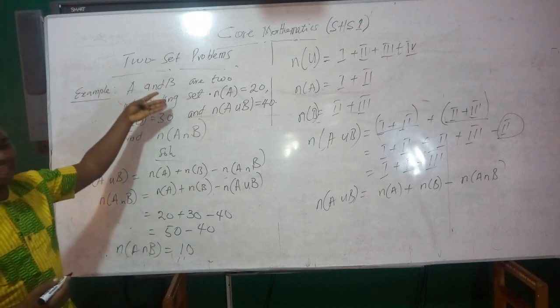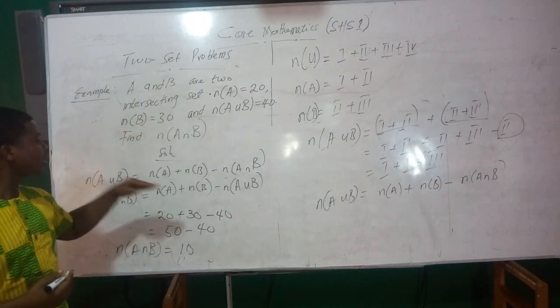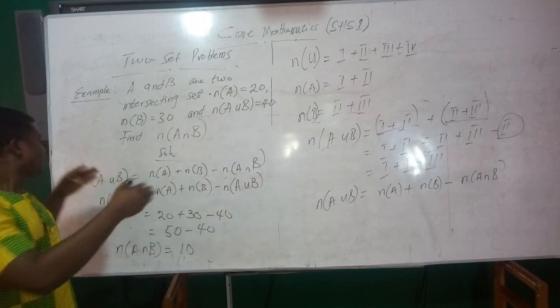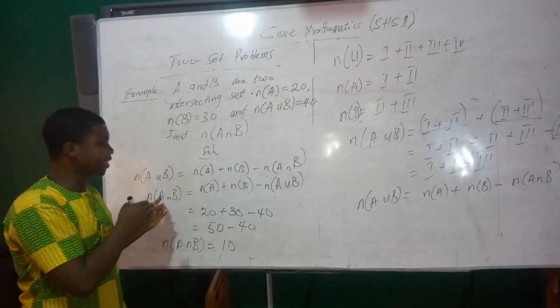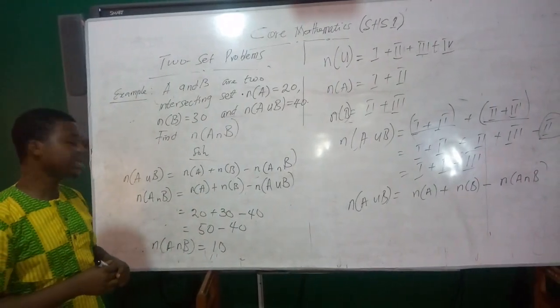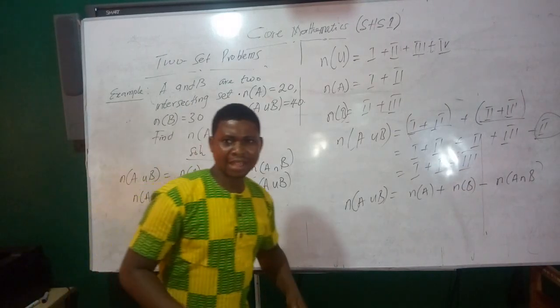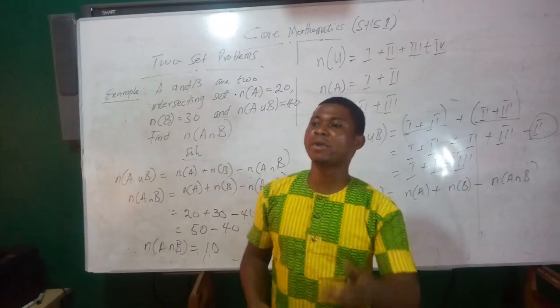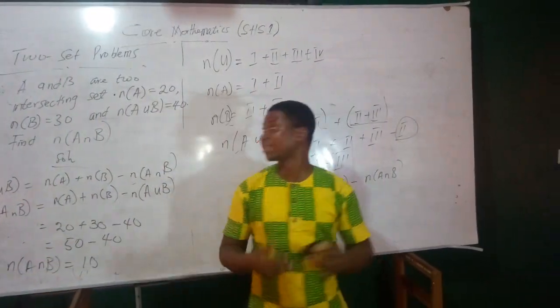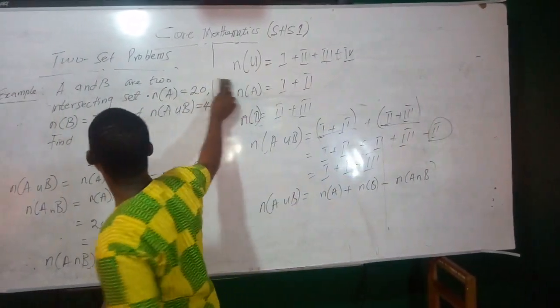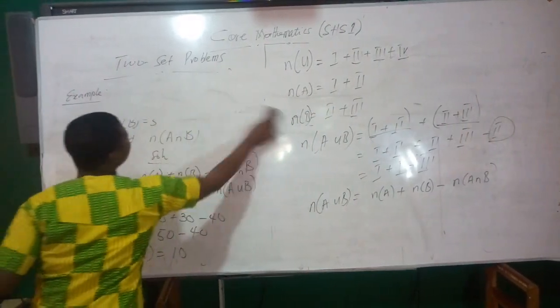Because everything has already been provided to you, all you need to do is make A intersection B the subject. Then you substitute your values inside. So that is that. Now let's move to the second example, and that's where we are going to apply the Venn diagram in solving that problem. So I'm writing the second problem on the board.